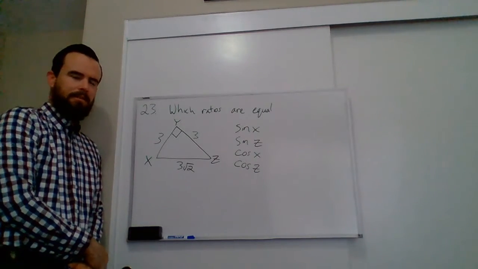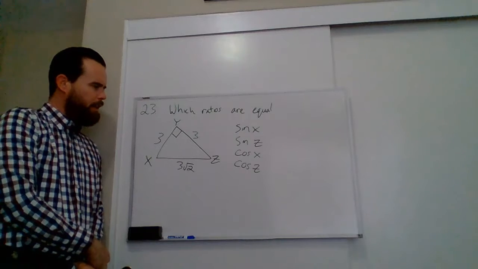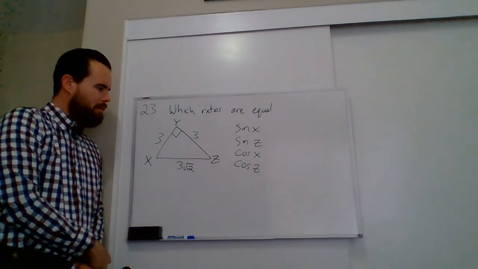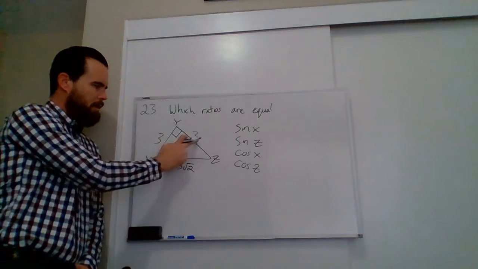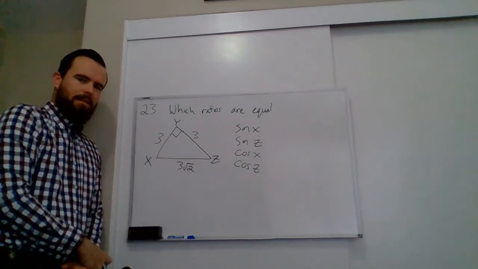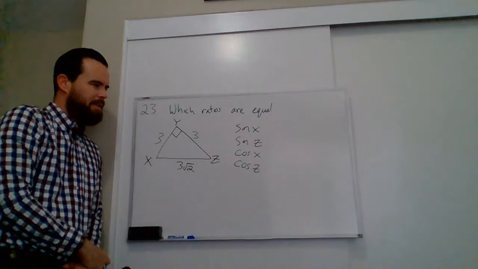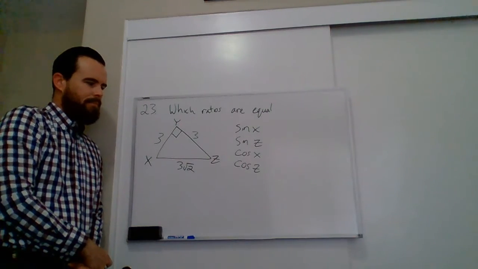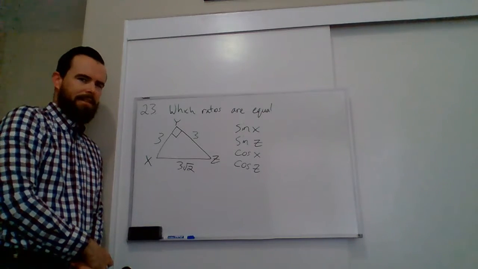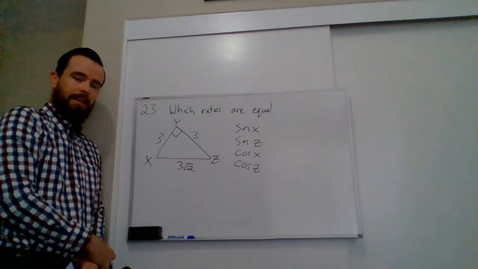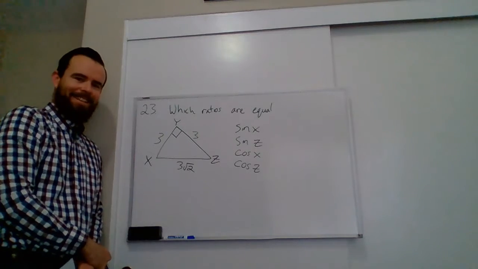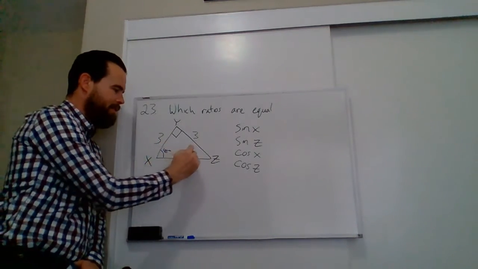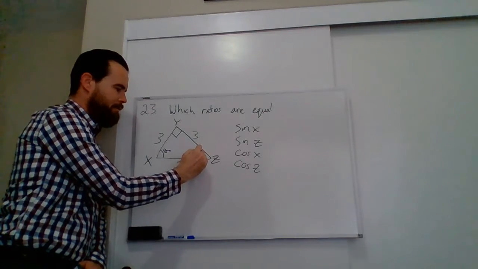Where do we start? Do we recognize anything about this triangle? Yeah, these two legs are the same. What does that mean? Does it mean it's a special right triangle? The 45, 45, 90? That it does. So now this angle is 45 degrees. This angle is 45 degrees.